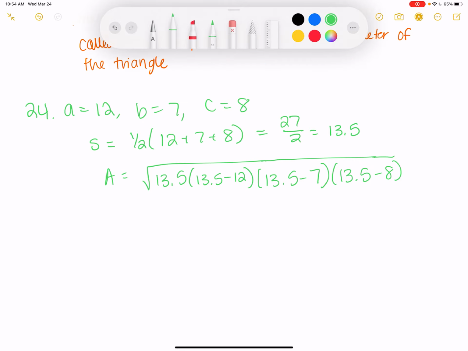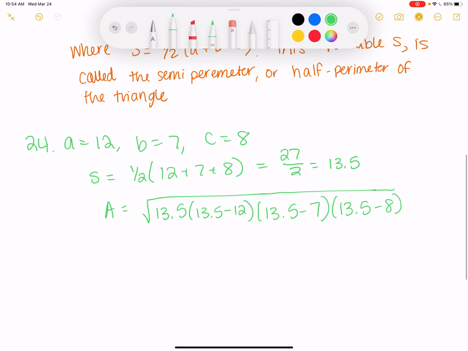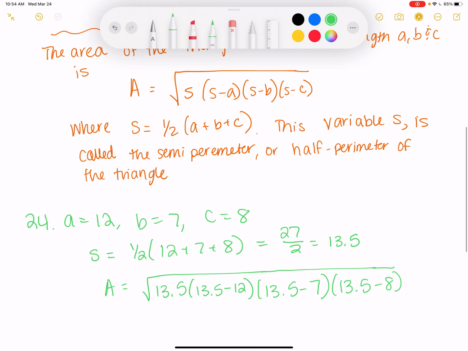Okay, this is dumb, but what does S stand for again? Side? It's the semi-perimeter of the triangle. Right.